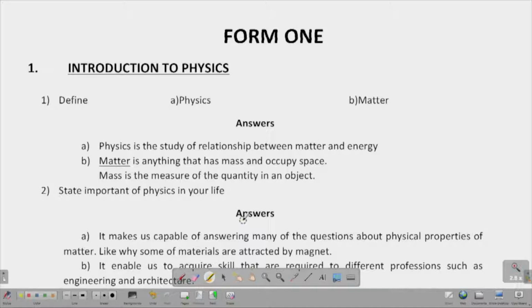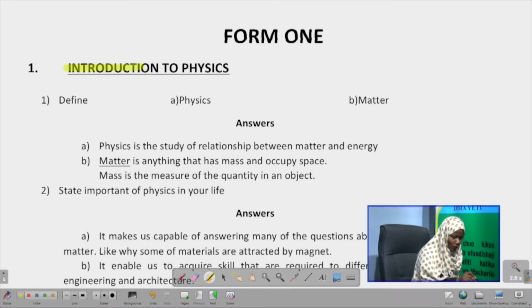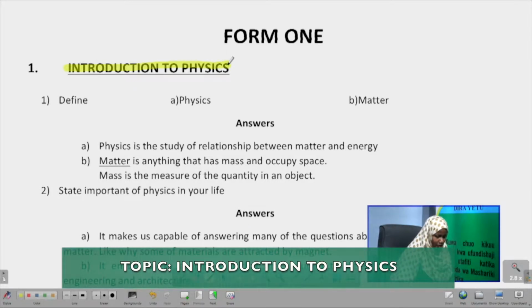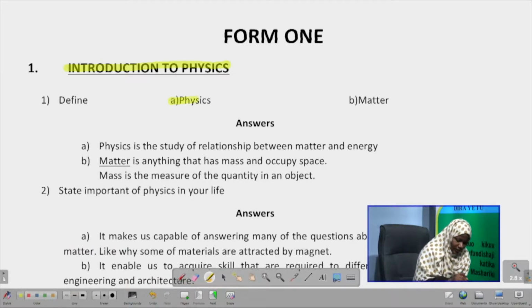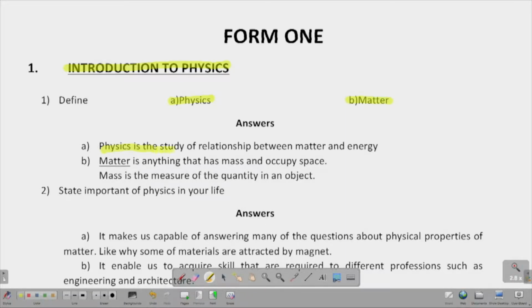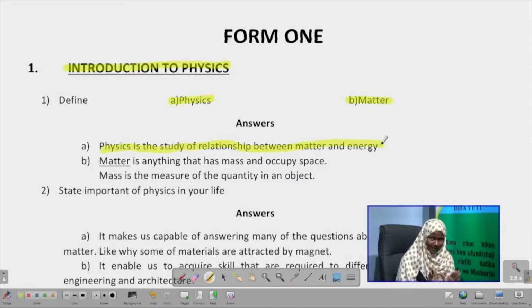Good. So, the first topic in physics in Form 1 is known as Introduction to Physics. And the first question here says, A, we should define physics and we should define matter, right? Because when you want to know physics, the first thing that you need to know is what is physics, right? So let's see the answer here. It says that physics is the study of relationship between matter and energy. Right. So when we study about relationship between matter and energy, it means we are studying physics.